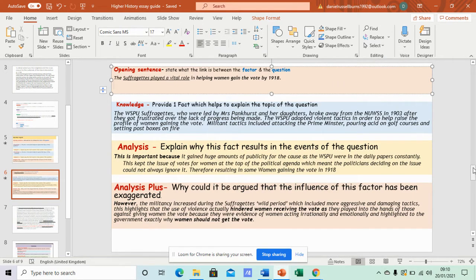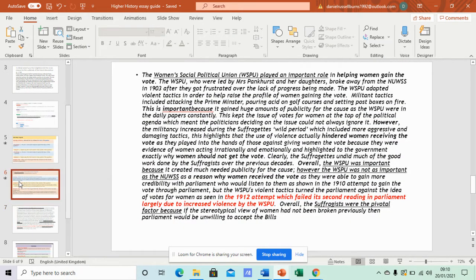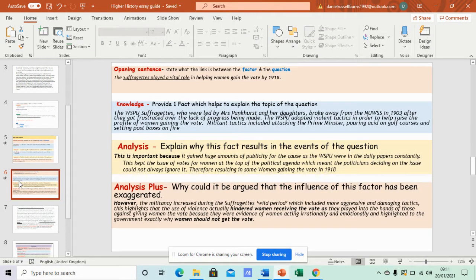Right, so what do our knowledge points look like? Our knowledge points should look like a fact which helps to explain the topic of the question. So if we look here, the WSPU suffragettes, who were led by Mrs. Pankhurst and her daughters, broke away from the NUWSS, the suffragists, in 1903 after they got frustrated over the lack of progress being made. The WSPU adopted violent tactics in order to raise the profile of women gaining the vote. Militant tactics included attacking the Prime Minister, pouring acid on golf courses, and setting postboxes on fire.